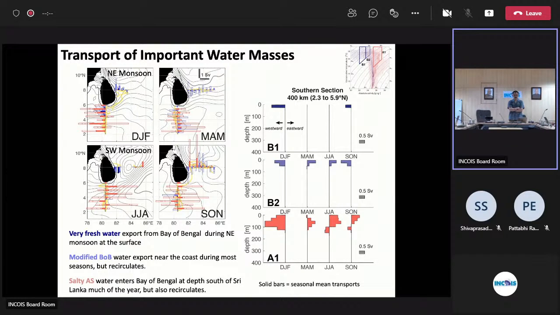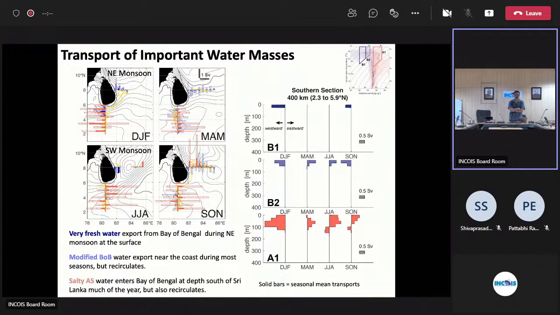The open bars each indicate the volume transport of the water mass class, where the color indicates the water mass class, and the direction indicates the direction of the transport. The open bars indicate every section, and the solid, colored bars indicate the average over all the sections. This is meant to give you an idea of the longitudinal or latitudinal structure of those transports. So let's start with the northeast monsoon.